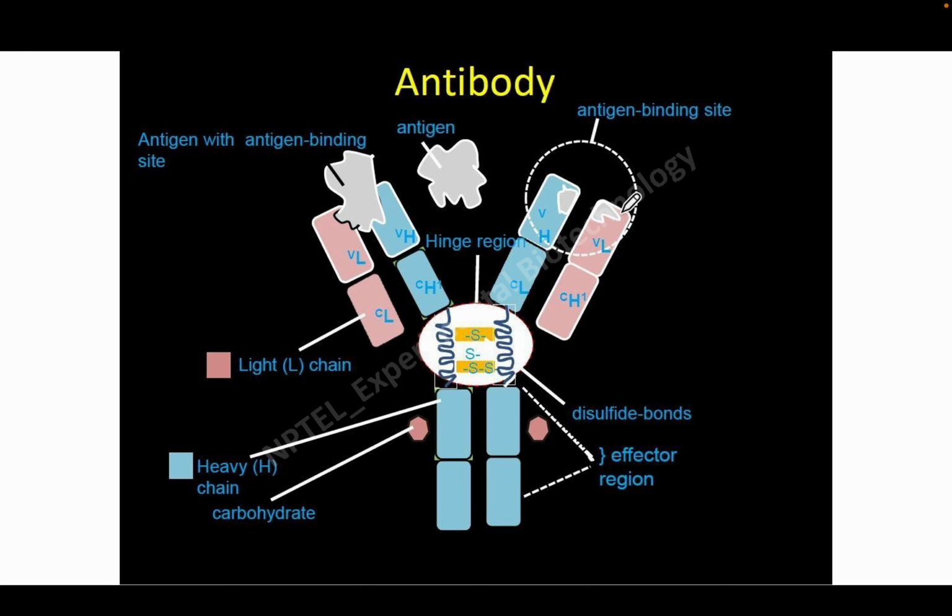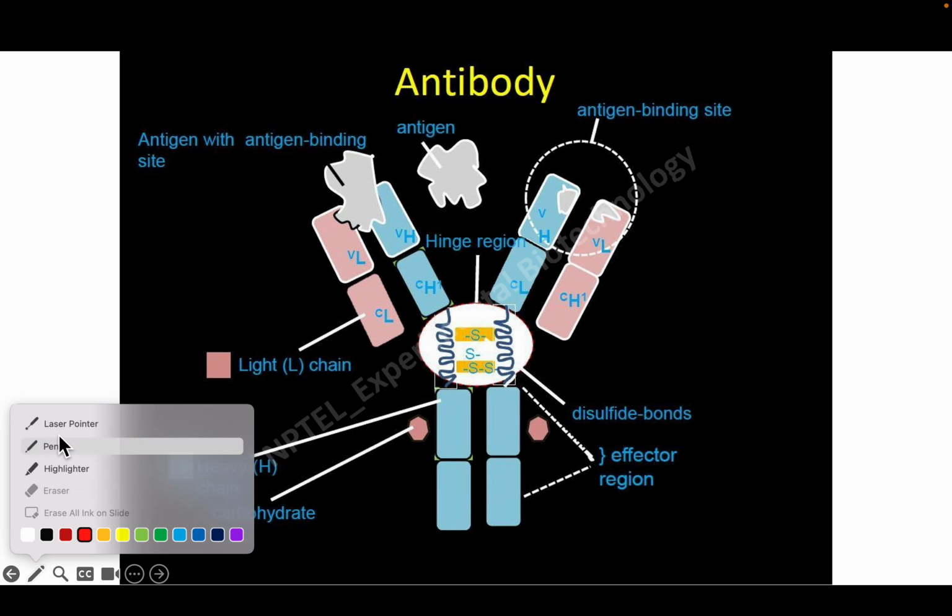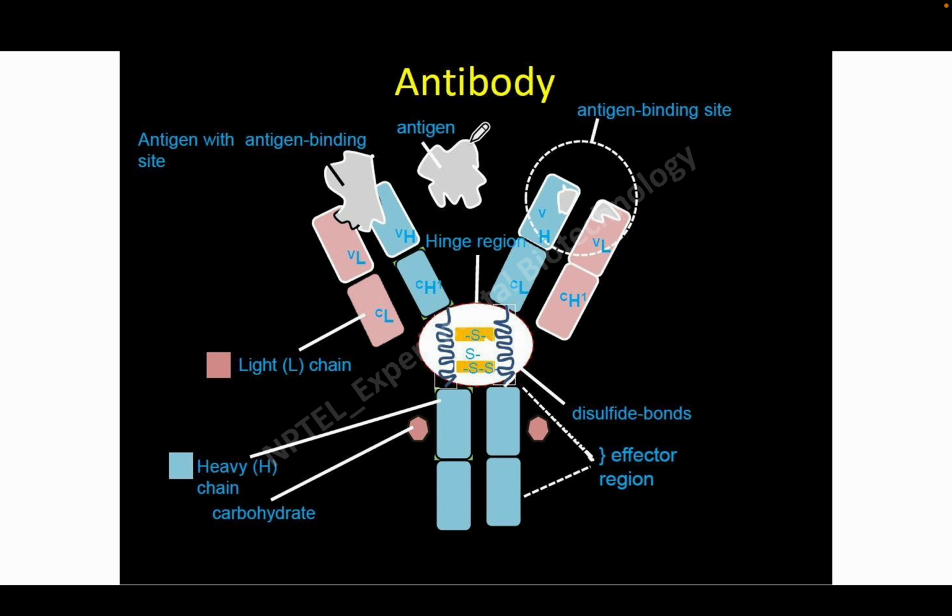And these are light chains. In the case of heavy chain and light chain, there are variable domains and constant domains. One variable domain of the heavy chain and another variable domain of the light chain together form the antigen binding site. If this is the antigen, then the antigen will bind to the antigen binding site. And this is the light chain, you have already discussed.